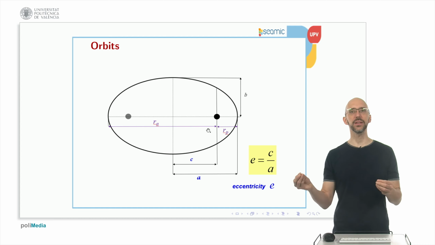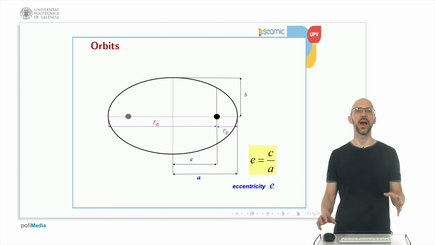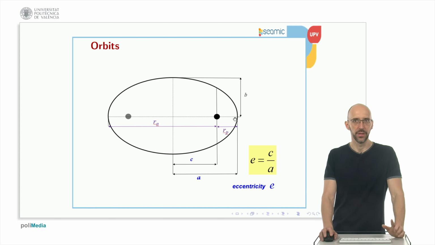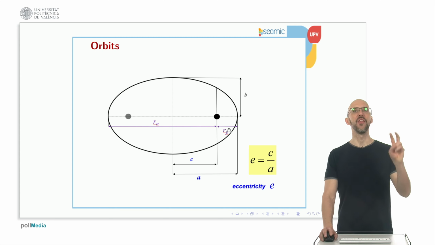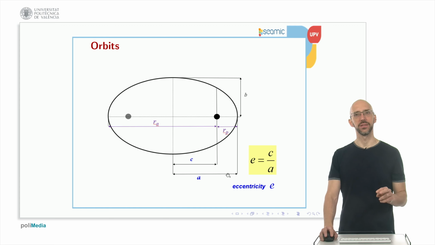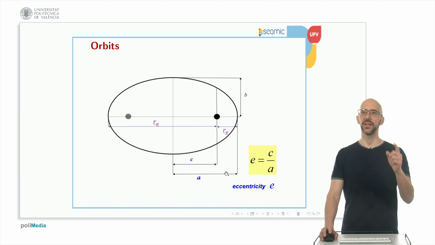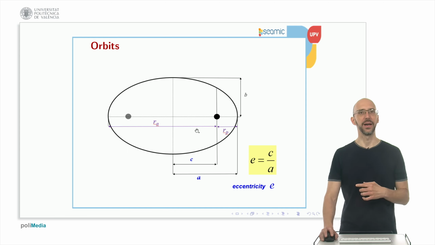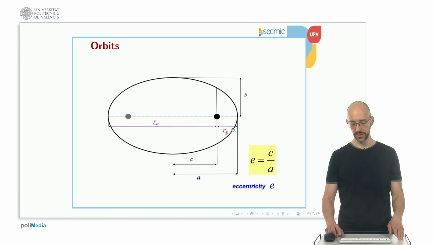The relation between the semi-axis and the radius of the perigee and apogee: if you add the radius of the perigee with the radius of the apogee, what you have is double the major semi-axis. That is a relation you need to remember, and it can be seen. A is that thing. 2 times A is the whole line from here to here.